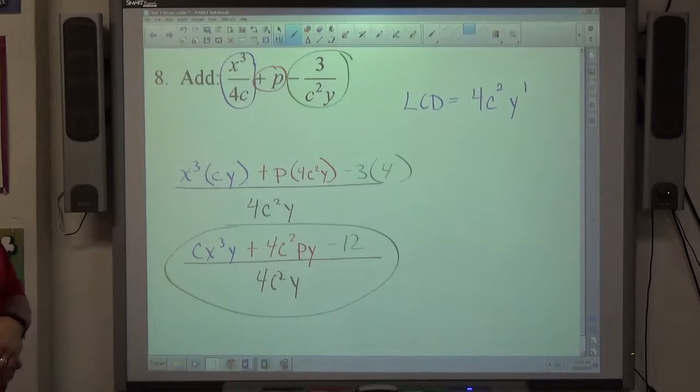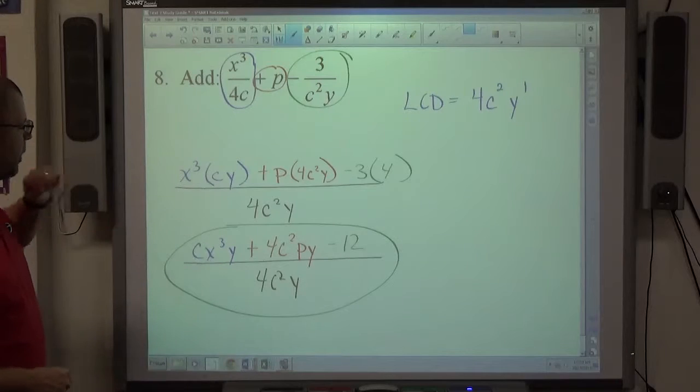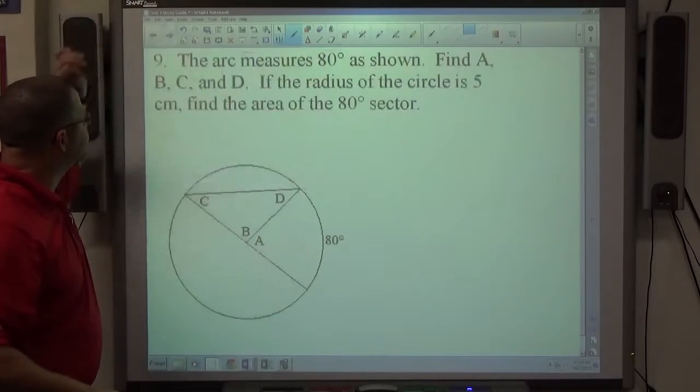Adding and subtracting will not occur. Reducing the fraction won't occur, so that will be the final of that one.